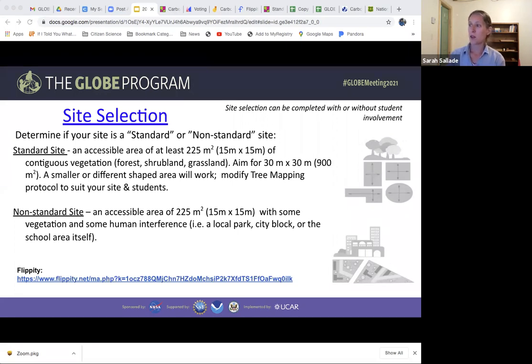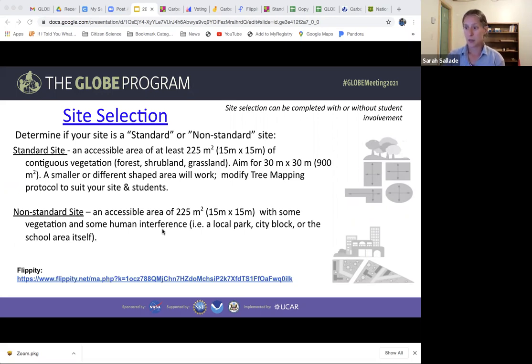And then you would also be able to do a kind of non-standard site near your school. That also needs to be accessible and have that same minimum size, but it could have some human interference, such as buildings, roads, etc.